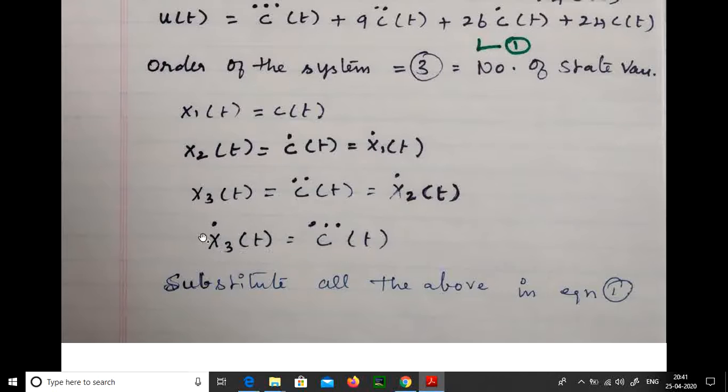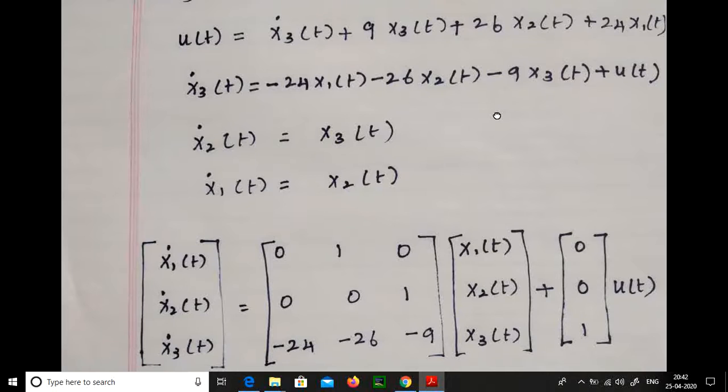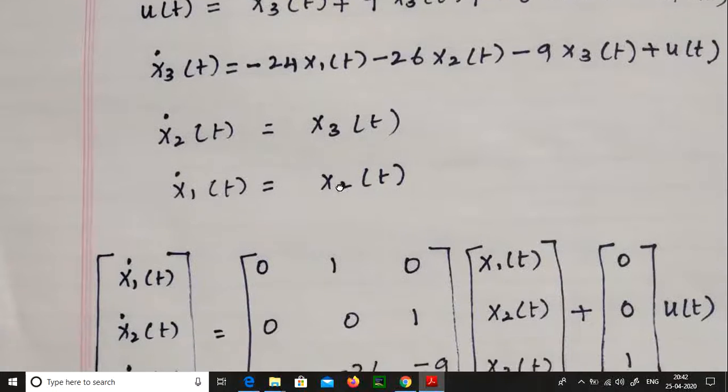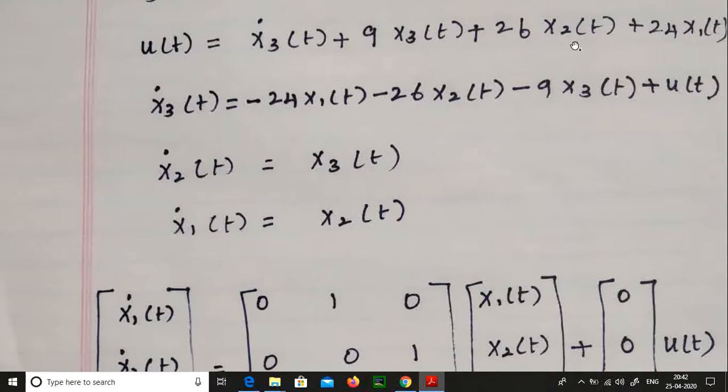Plus 9 c double dot can be replaced by x3 of t, c dot can be replaced by x2 of t, so 26 x2 of t, plus 24 c of t can be replaced by x1 of t, 24 x1 of t. That is what is written over here. U of t equals x3 dot of t plus 9 x3 of t plus 26 x2 of t plus 24 x1 of t.